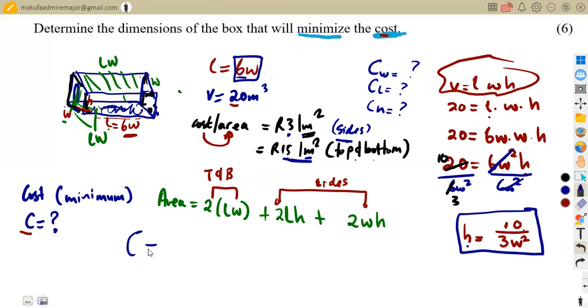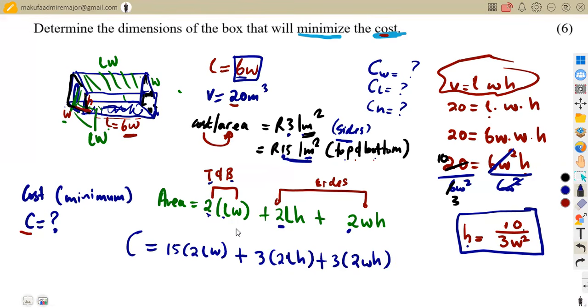So our cost is going to be, for the top and bottom, we are charged 15 rand per square meter. So it is going to be 15 times this area that we have. So we're going to multiply 2 times length times breadth, plus for these sides that we see, the whole of this part, we are going to be charged 3 rand per square meter. So this is going to be multiplied by 3. So this is going to be 3 into 2 times length times height, plus 3 into 2 times width times height, which is breadth times height.